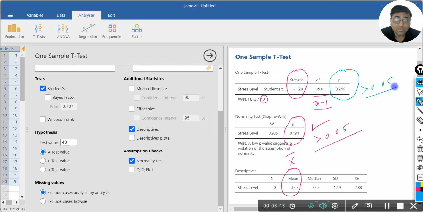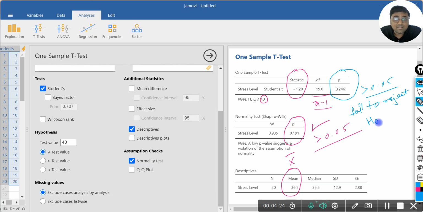Now since p-value is greater than 0.05, we fail to reject H naught. Now since we fail to reject H naught, we can conclude that the average stress level of students is not significantly different from 40, or it is not significantly different from the general population. So this is the idea of performing the one sample t test.